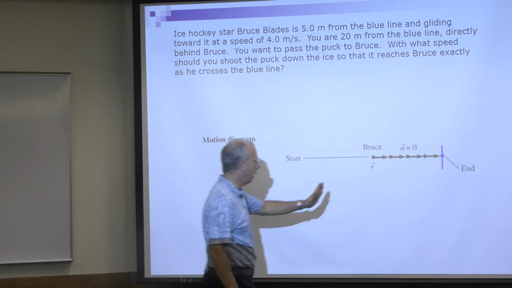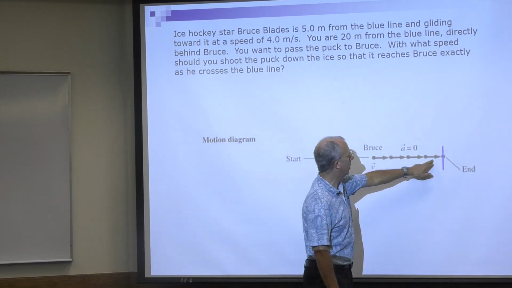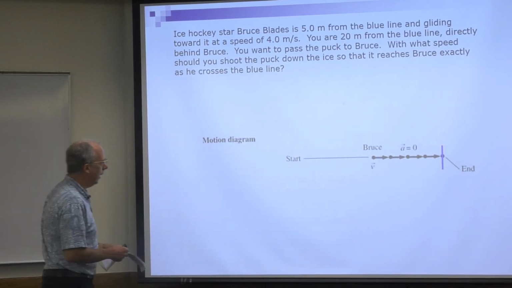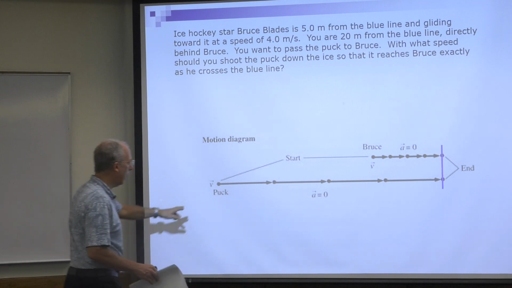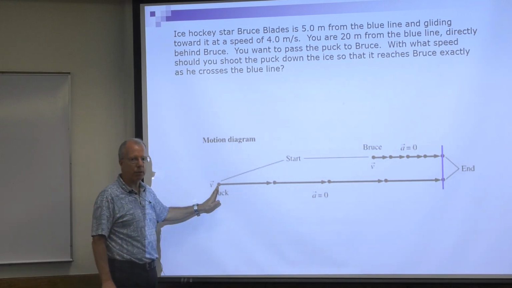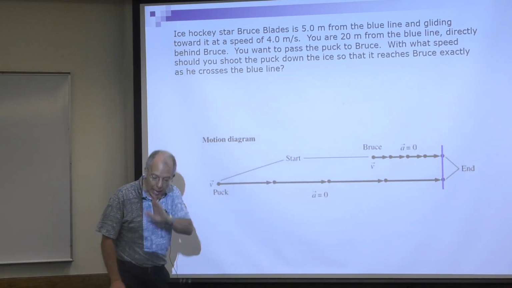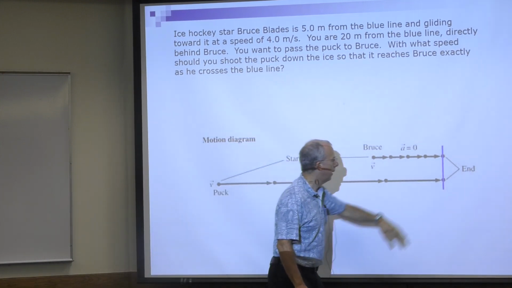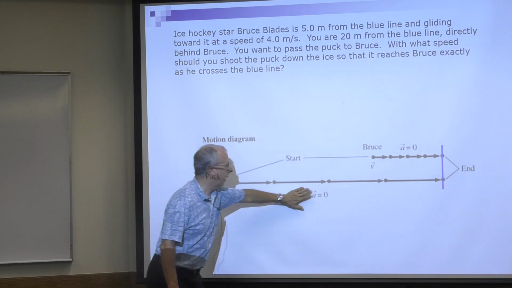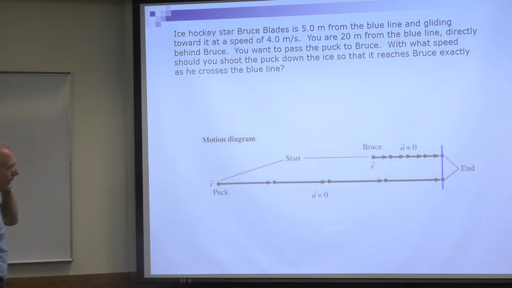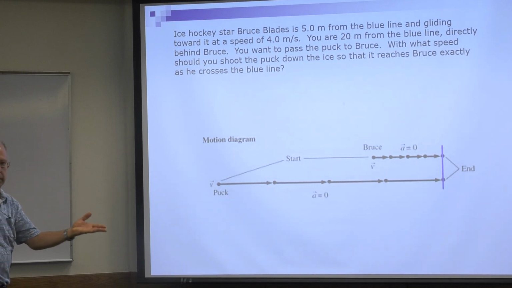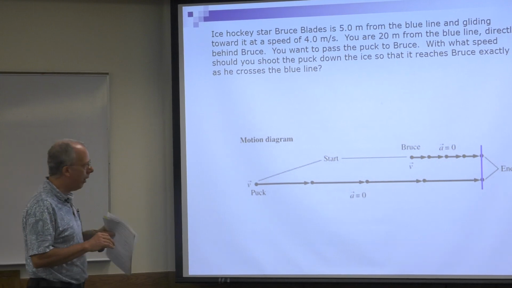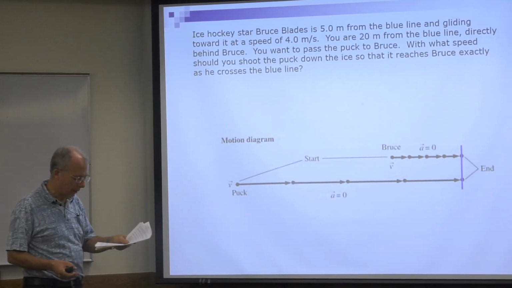If Bruce is here, and this is 5 meters, and the puck is 20 meters, so it's over here somewhere. So there's the puck over here. And again, the puck has to be traveling much faster than Bruce. But it's on ice, so uniform motion. So again, acceleration is 0. So that's the first thing you want to do. Draw the motion diagram.